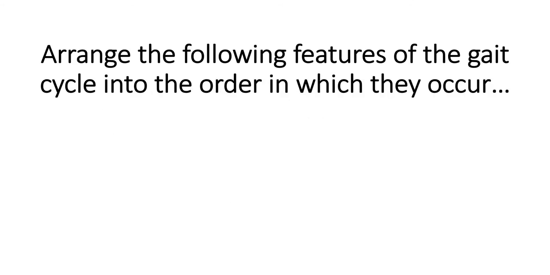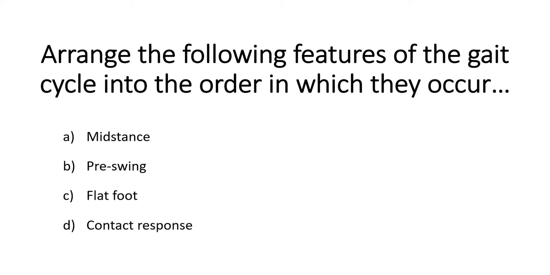Arrange the following features of the gait cycle, this is the walking gait cycle, I should have added, into the order in which they occur. Mid-stance, pre-swing, flat foot, contact response, and heel off. You need to rearrange those into the order in which they logically occur during a typical walking gait cycle, and therein you have your answer.